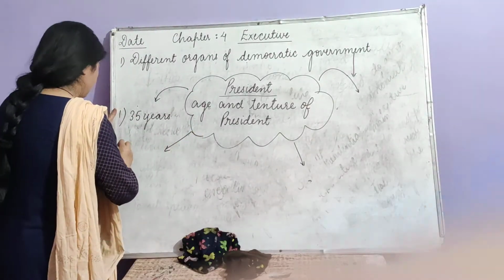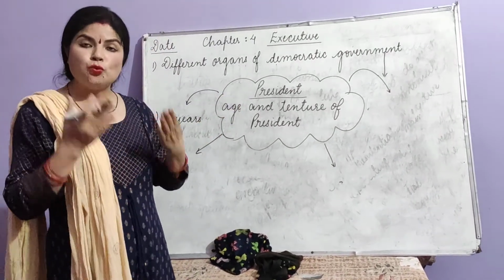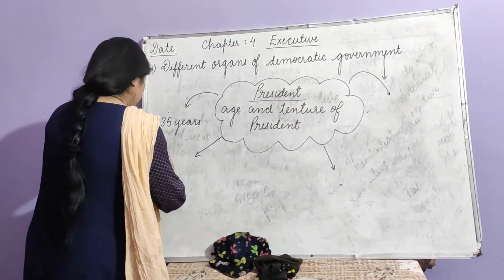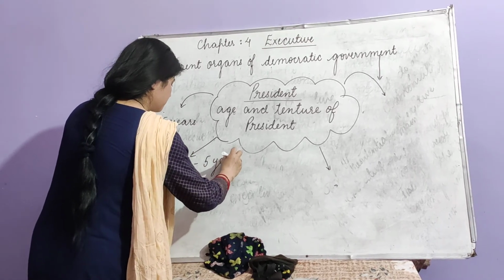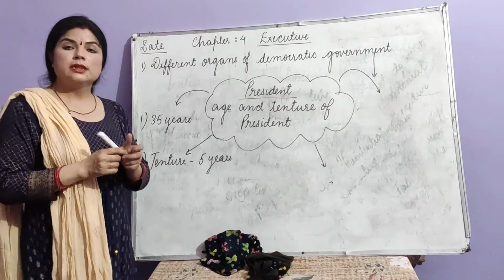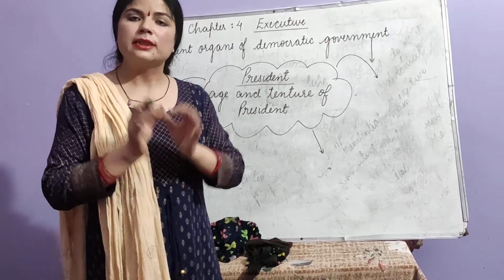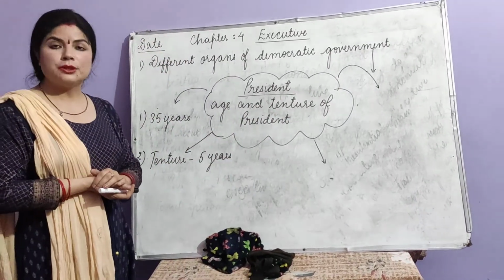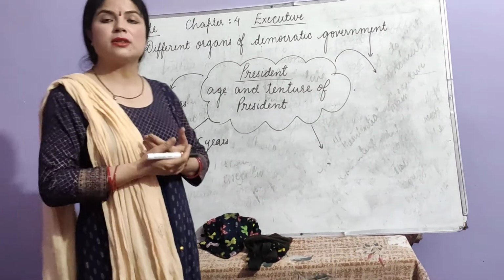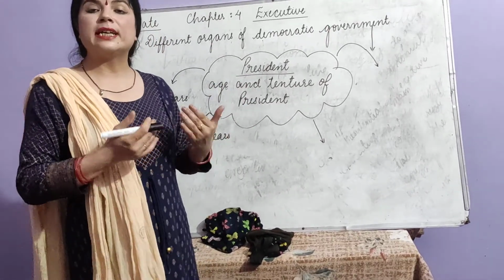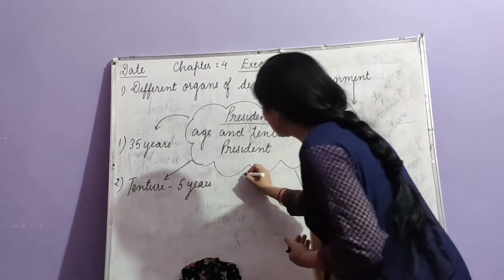Second, the duration, the tenure, the time period for a president to work is 5 years. So, a president can work for 5 years in our country. In a very simple way, this is the conclusion regarding age and tenure of president. Now, next is beta, which is a very important part of this subtopic, that is impeachment. It's very necessary to understand impeachment.